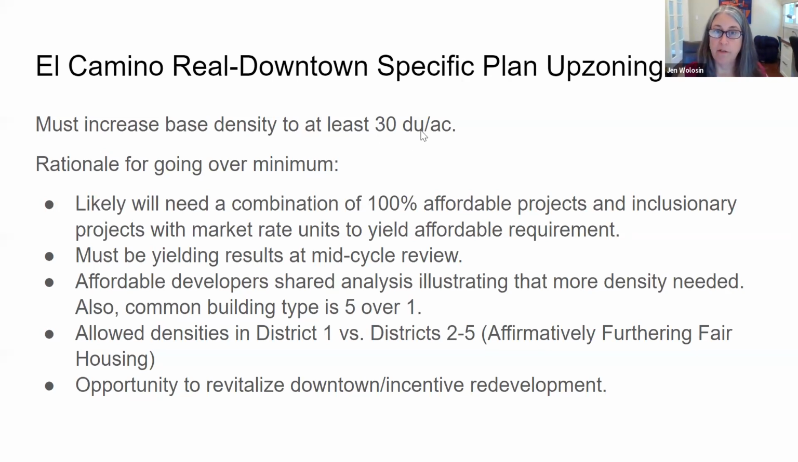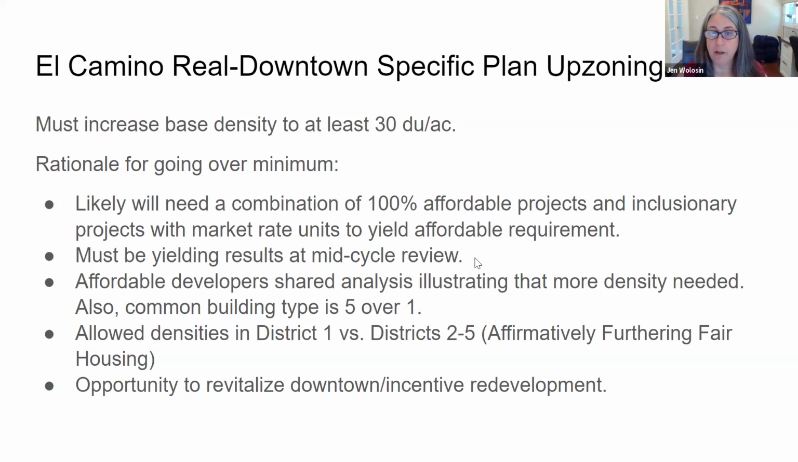The floor that we were required to do for the housing element and for state requirements is 30 units an acre, but there's some reasons why, and you'll see in a few moments, why the staff recommendations are to actually exceed this 30 units an acre, even for market rate buildings, because we already know that we can exceed that using those supersizing tools for 100% affordable. So we know that, as I mentioned at the very beginning, to get our affordable housing units, we're probably going to need a combination of 100% affordable and inclusionary projects.